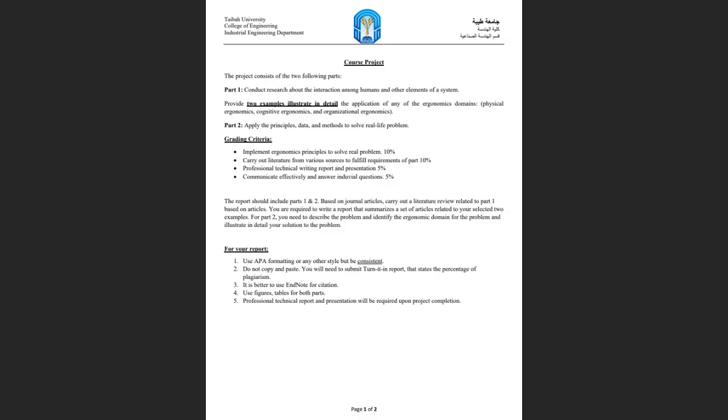Okay. The first part, you need to conduct a research about the interaction among humans and other elements of the system. You need to provide 2 examples, illustrate in details the application of the ergonomics and on which domain was the application, whether physical, cognitive, or organization, from the one that we have covered today.